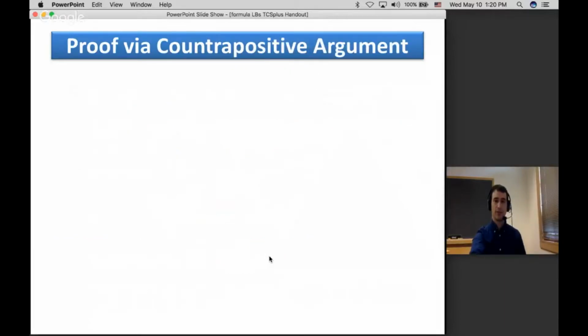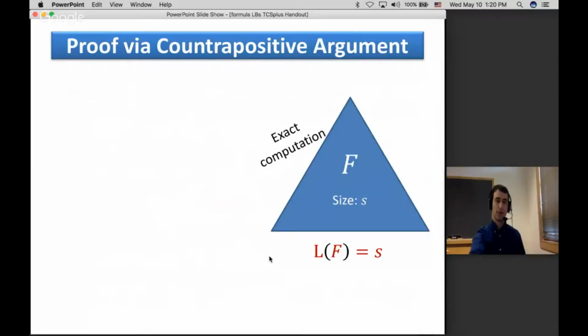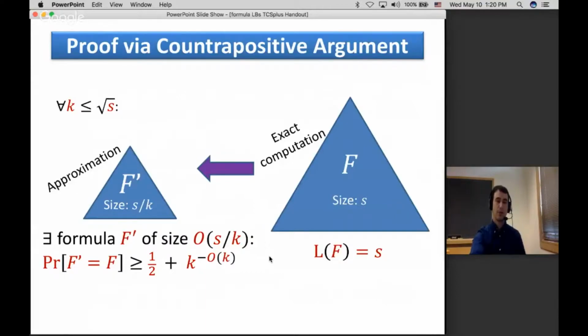the proof really goes via a contrapositive argument. So what we are doing, we are starting with a formula that computes a function exactly on all inputs, and this formula will be of size S. And then we show that there exists a smaller formula of size S over k that agrees with the original formula on at least half plus k to the minus k of the inputs. So really, we show that you can take any formula and find a smaller formula that has some better than half agreement with the original formula. So notice that the agreement is not too good. It's only half plus k to the minus k. But we already said that for the parity function, this is more or less the right answer.